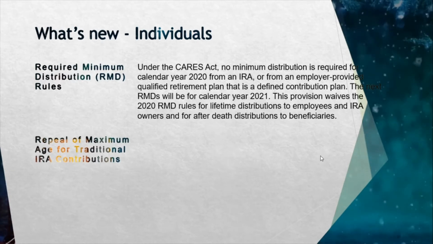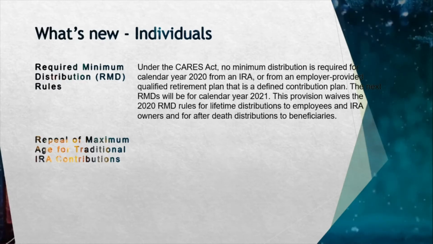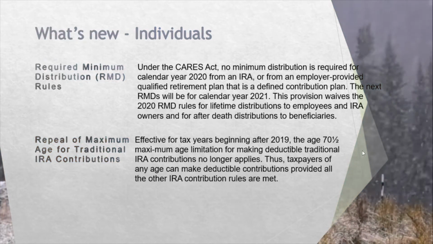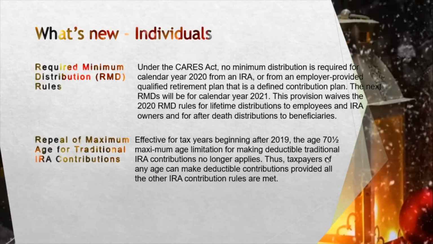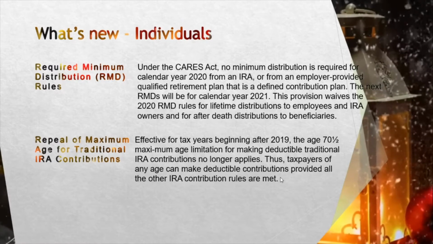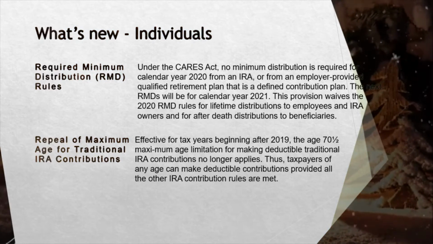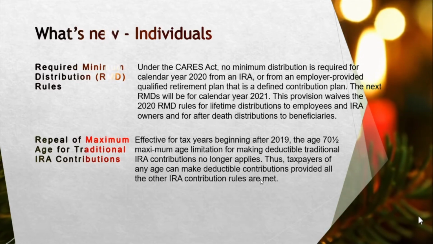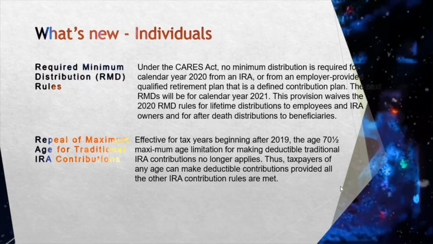So let's go to the repeal of maximum age for traditional IRA contributions. Okay, effective for tax years beginning after 2019, the age 70 and a half maximum age limitation for making deductible traditional IRA contributions no longer applies. You see, this applies to the traditional IRA. So the prior law, prior to 2020, was that taxpayers who had attained age 70 and a half were prohibited from making contributions to their traditional IRA. If you reach this age, you're not allowed to contribute anymore to your traditional IRA account.